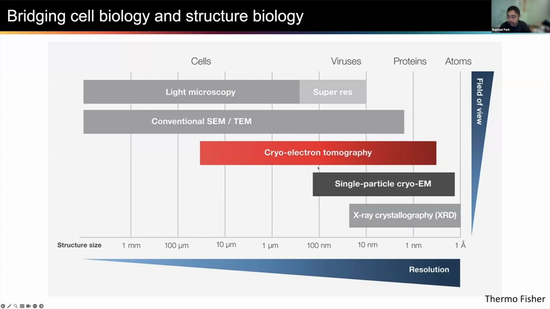So I really love this type of diagram. Particularly, this diagram is from Thermo Fisher. Cryo-electron tomography is really unique, operating at a range that is very unique, in a way that this is the perfect medium between traditional structural biology, such as single particle cryo-EM or X-ray crystallography, and what we consider cell biology, for example, light microscopy or conventional SEM, TEM.